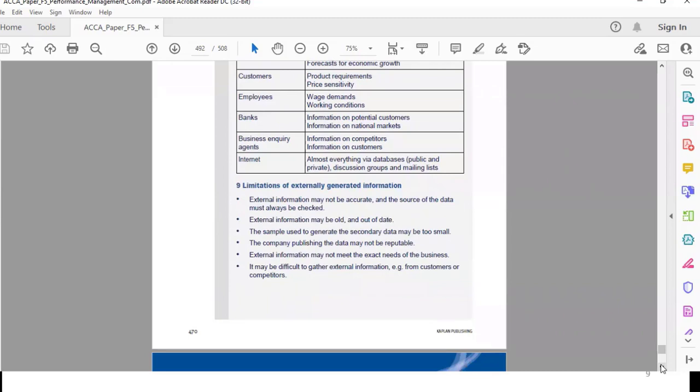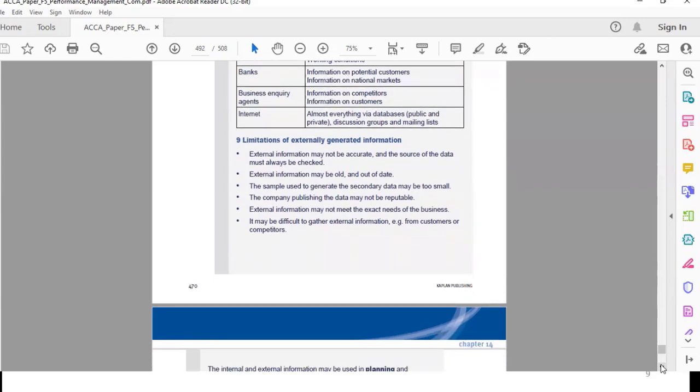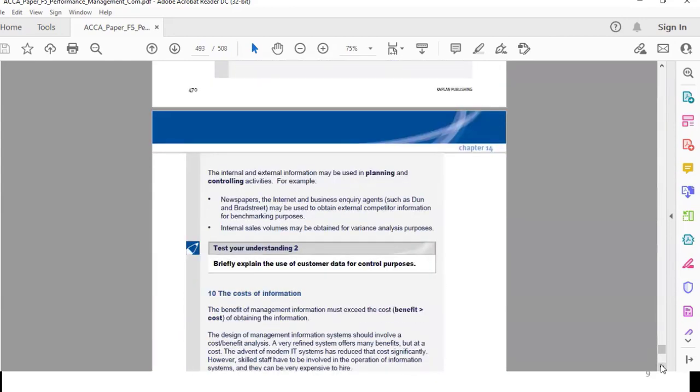Limitations of externally generated information. External information can be misleading, can be misinterpreted, can be old. External information may not be as per the needs of the organization. So these are certain limitations of external information as well.